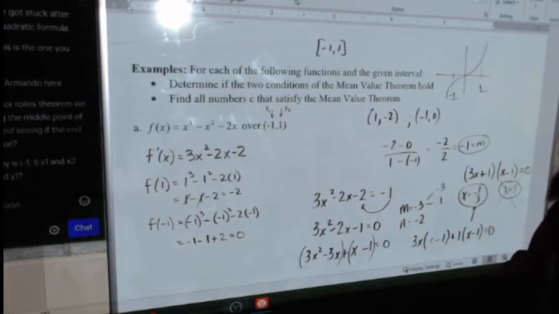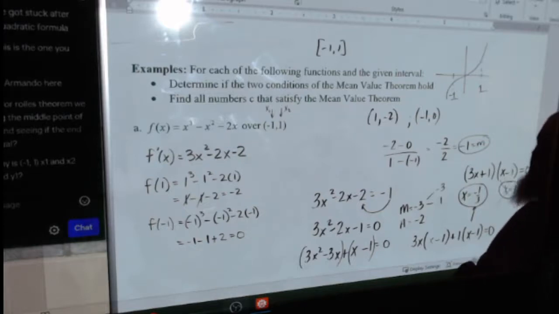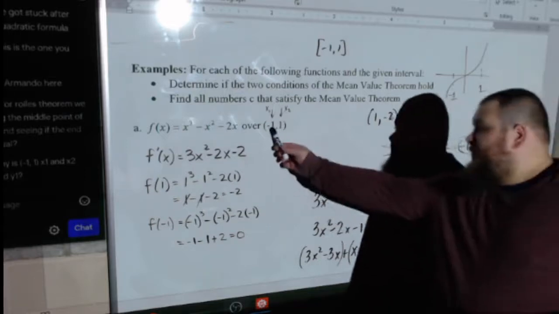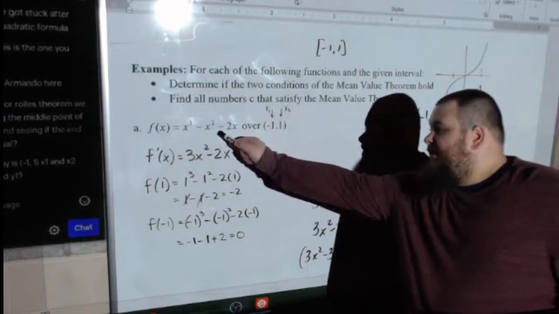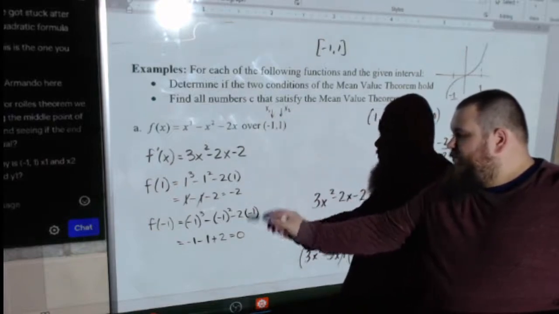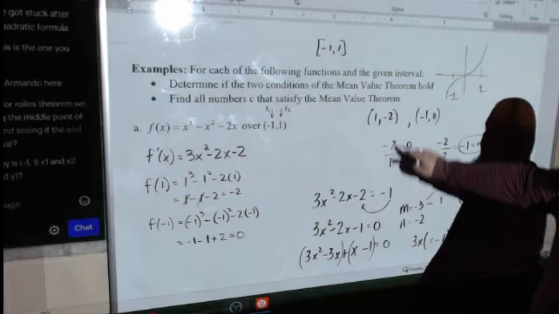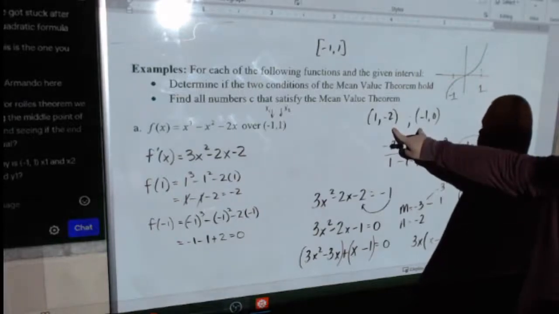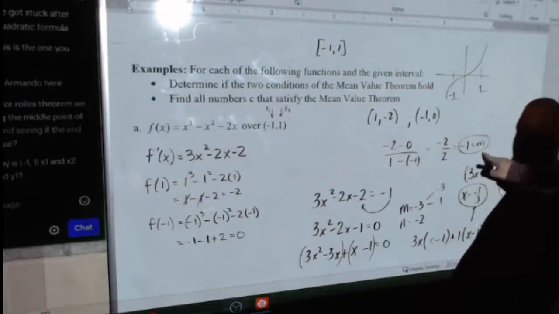The next part was to find the slope between the endpoints, but of course we had to find those points. We were only given x values, so we took the x values, we plugged them into the original function, and got the two y values, resulting in our 2 points. We took those 2 points, found the slope.